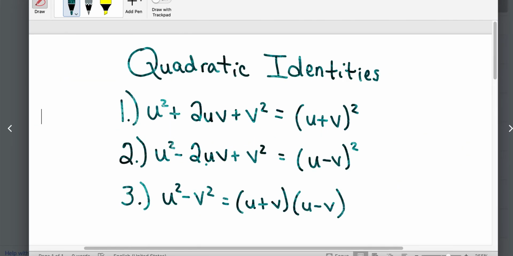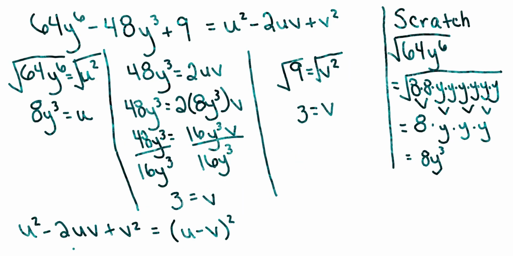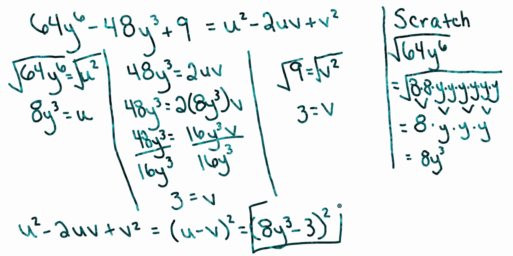Remember from our quadratic identities that u squared minus 2uv plus v squared is the same as u minus v squared. This is the factor form, and this is what we'll be using to complete this problem. Here I've written it out for you. U squared minus 2uv plus v squared equals u minus v squared. All we have to do is substitute. We know that u is 8y cubed and v is 3. We substitute those here. 8y cubed minus 3 squared. And this is our final factored form for 64y to the 6 minus 48y cubed plus 9.